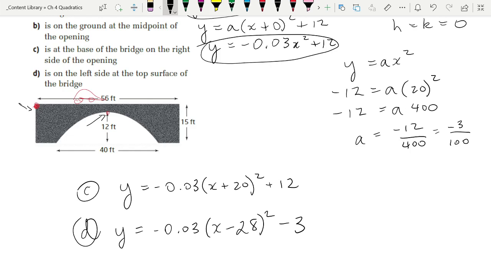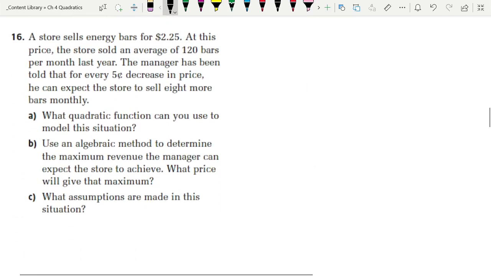Okay, I got one more for you, and then we'll let you guys have some work time. A store sells energy bars. We've seen one kind of like this already, if you did your homework. The store sells energy bars for $2.25. At this price, the store sold an average of 120 bars per month last year. The manager has been told that for every 5-cent decrease in price, he can expect the store to sell 8 more bars monthly. What quadratic function can you use to model this situation? Use a graphical method to determine the maximum revenue.